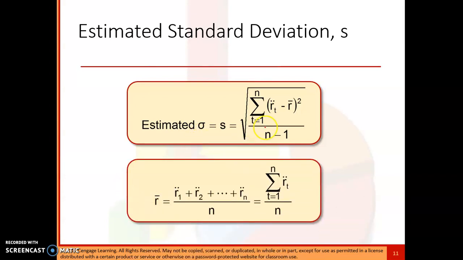The way we calculate our mean is we take all those historical observations, these R1, R2, and so on with the hats over the top of them, we sum them up and divide by the number of observations, and that gives us the mean of our sample.